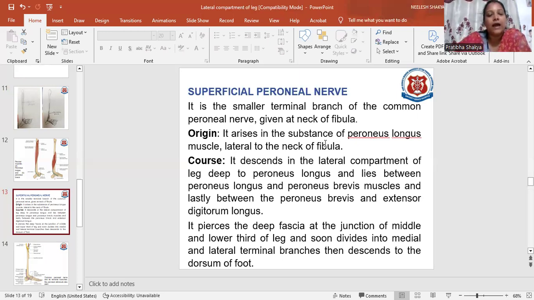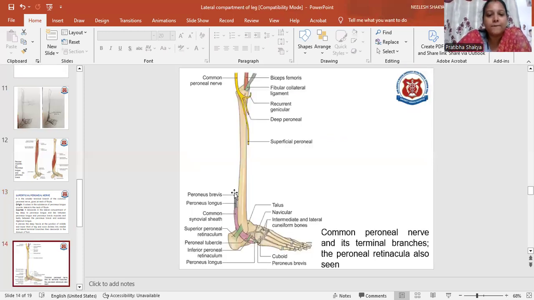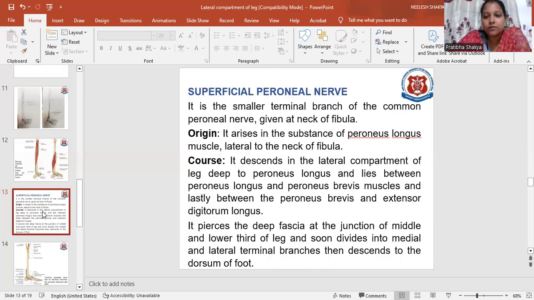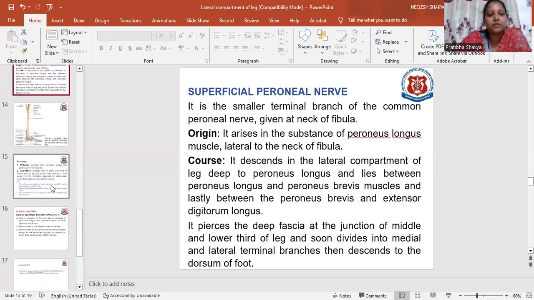And after that, the superficial peroneal nerve descends in the lateral compartment of the leg deep to the peroneus longus and lies between the peroneus longus and peroneus brevis muscles. And lastly, between the peroneus brevis and extensor digitorum longus, it pierces the deep fascia at the junction of the middle and the lower third of the leg, and soon divides into the medial and lateral terminal branches, then descends to the dorsum of the foot.